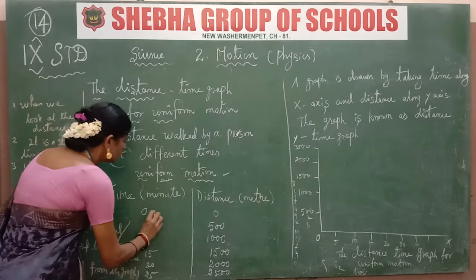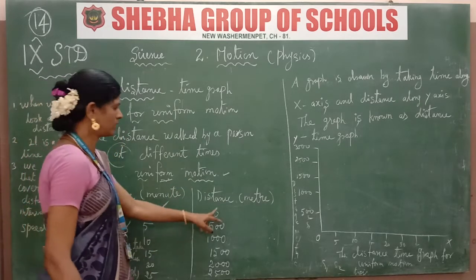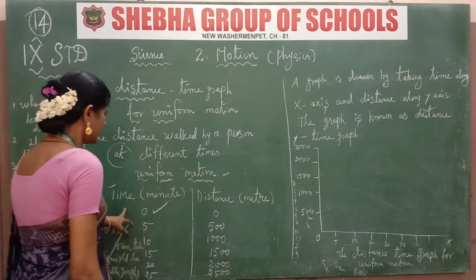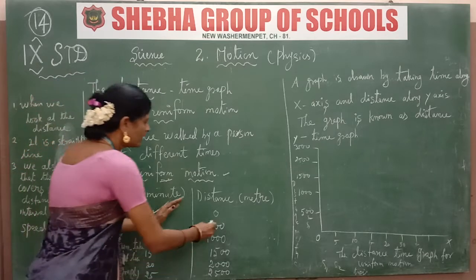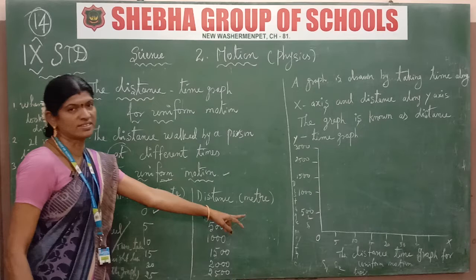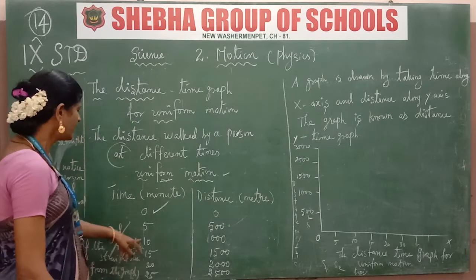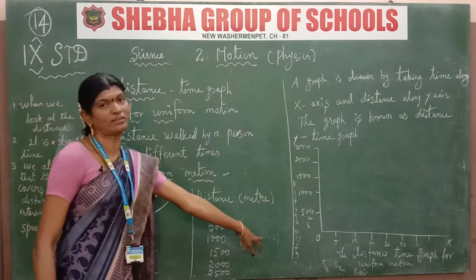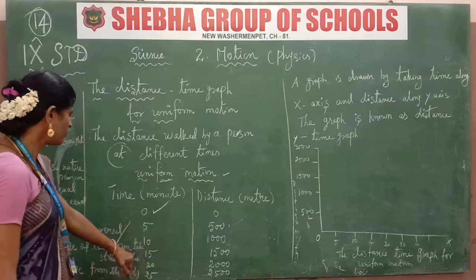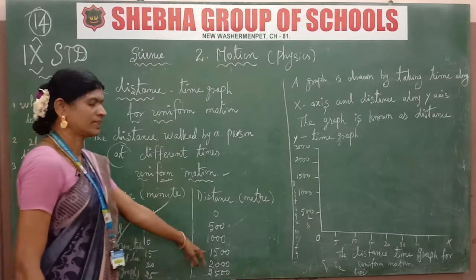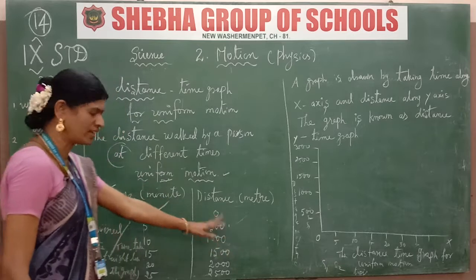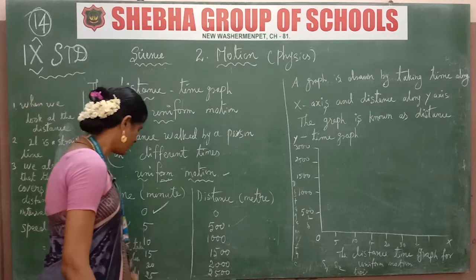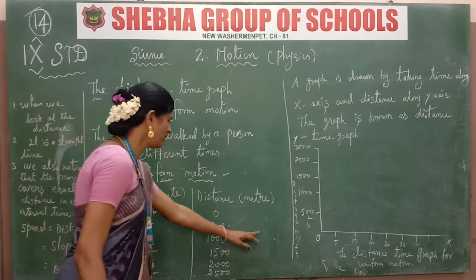First, 0 minutes, distance 0. Next, 5 minutes, the distance crossed is 500 meters. Then 10 minutes, the person has traveled a distance of 1000 meters. Next, 15 minutes, 1500 meters traveled. So 20 minutes, 2000 meters, 25 minutes, 2500 meters.